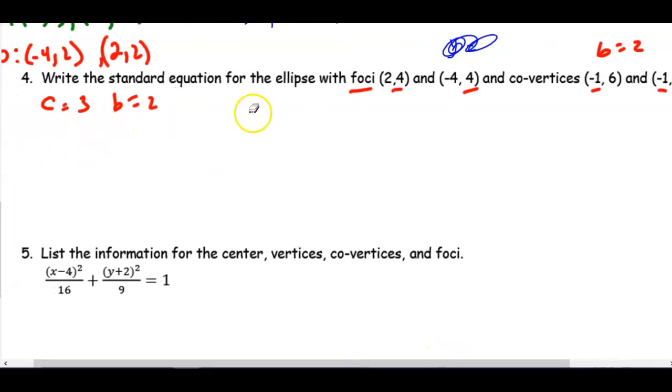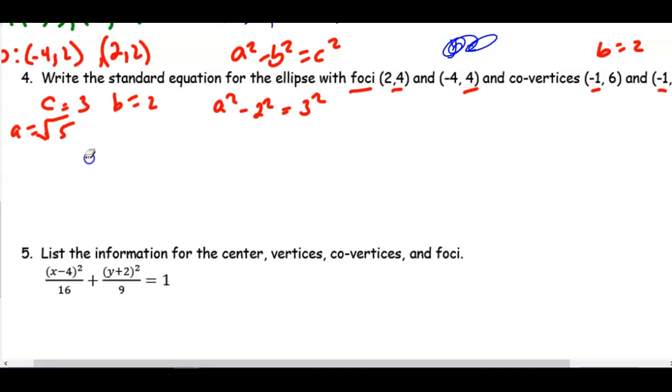So I can find A with this information. Remember what the ellipse is: A squared minus B squared equals C squared. I don't have A. So, A squared minus 2 squared equals 3 squared. So, 4, 9, 9 minus 4 is 5. So, A equals the square root of 5. Now, we have that, and we want to find the center.